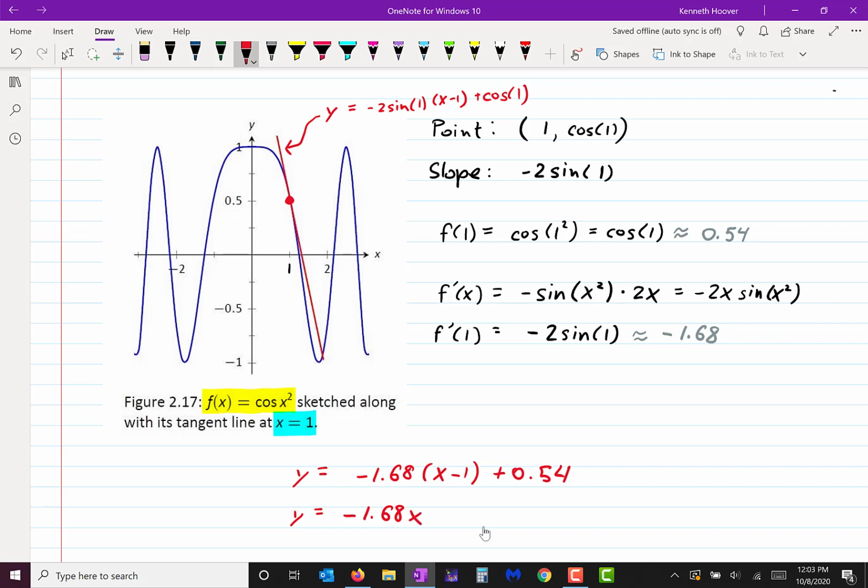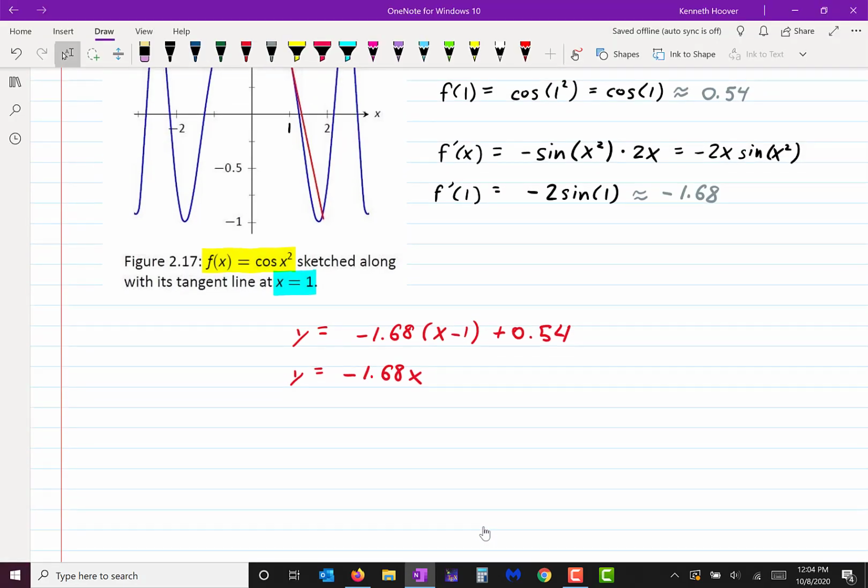We get negative 1.68x plus 1.68, and then plus another 0.54, which would be how much? That would be 2.22? I think so, but let me just double check my arithmetic. Yep, 2.22. Okay?